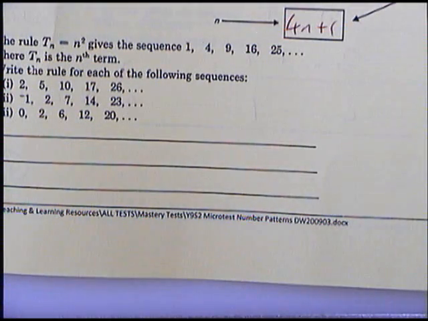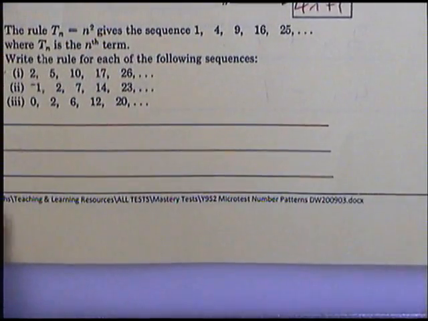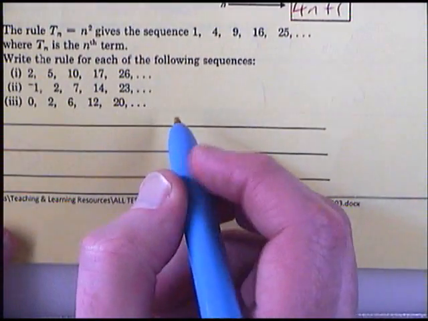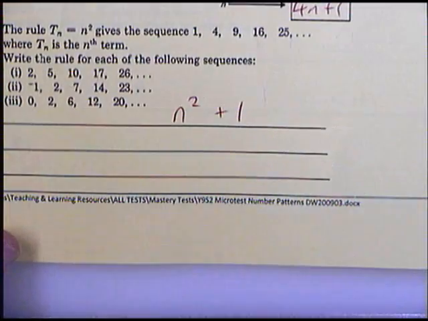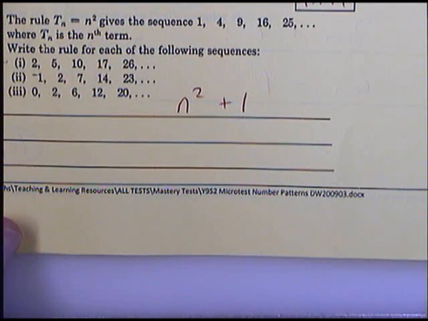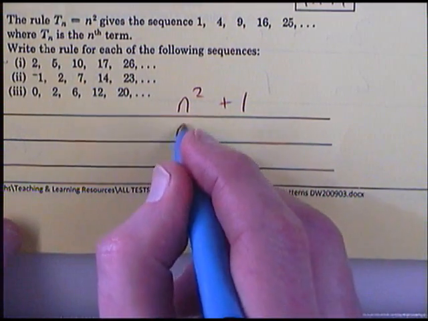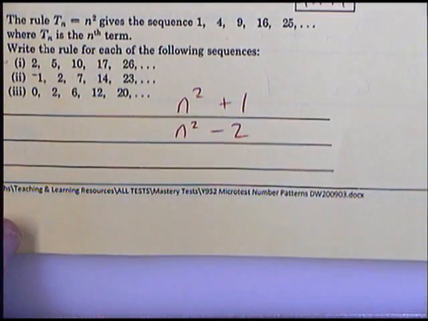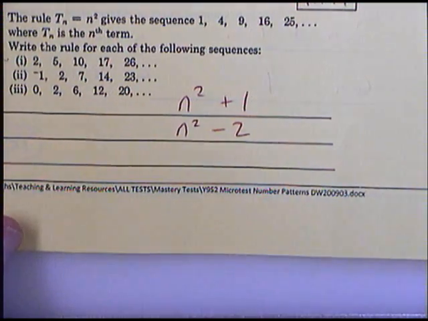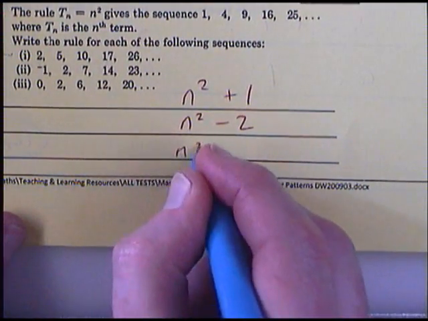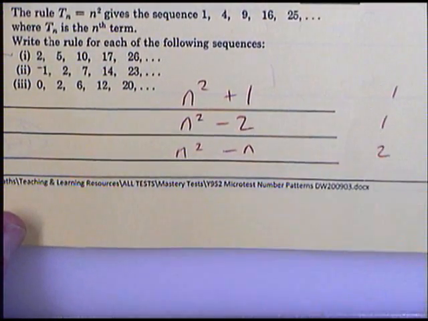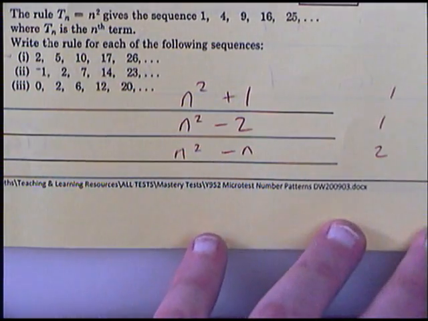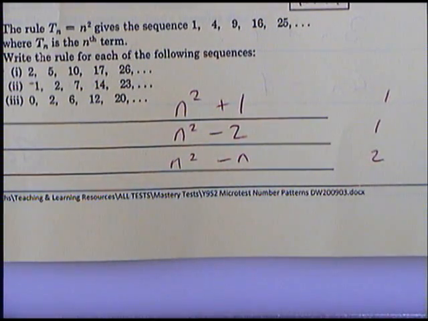The final questions. First one, it is the square numbers, add 1. The answer to the first one is n squared, add 1. The answer to the second row, they are the square numbers, take away 2. N squared, take away 2. And the final one is n squared, take away n. 1 mark and 2 marks, which mean there are 6 marks on that page, and altogether it's out of 40.